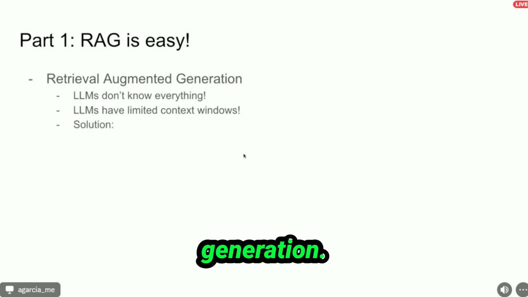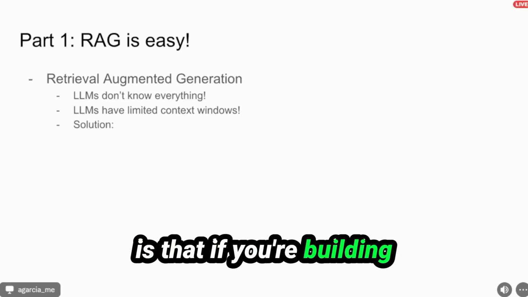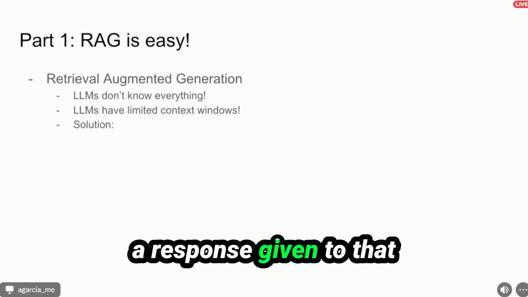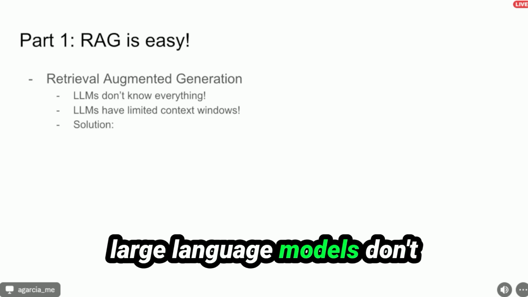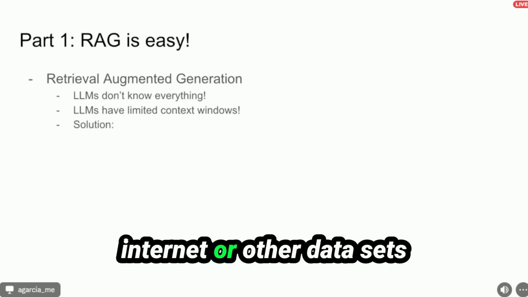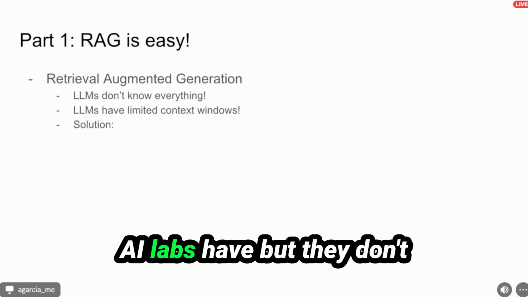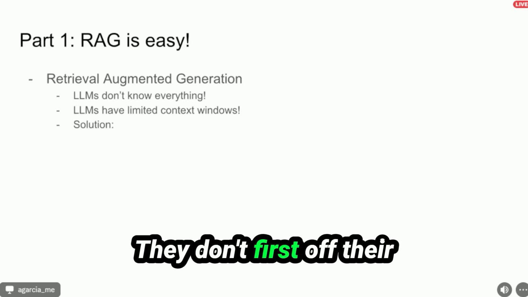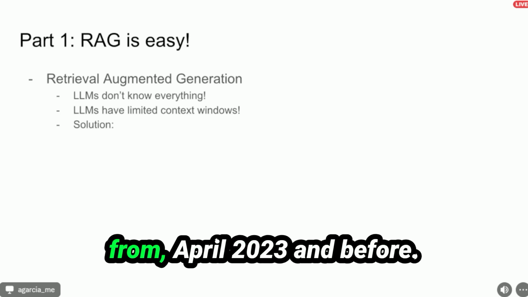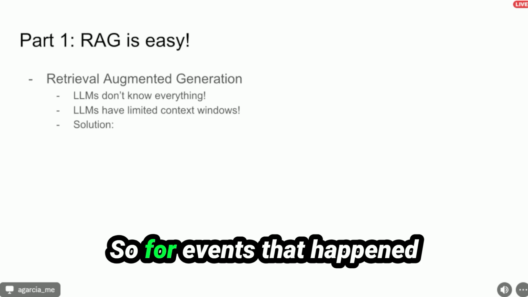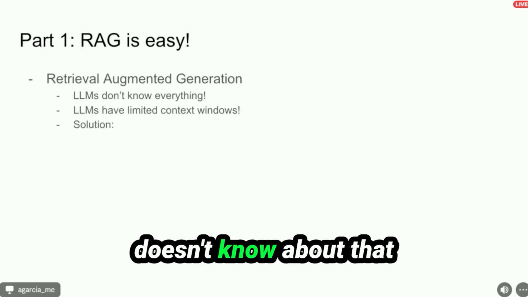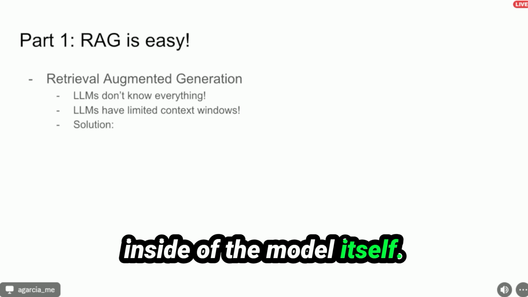Retrieval Augmented Generation. The basic gist behind this is that if you're building an application using LLMs where a user provides a query and you generate a response given to that, one thing to know is that large language models don't know everything, right? These large language models, they weren't trained on the internet or other data sets that these large AI labs have, but they don't know everything, right? First off, their context cutoff is up to a certain point, right? So you might be working with a model that only has data from April 2023 and before. So for events that happened more recently, say the US presidential elections, it doesn't have context or doesn't know about that inside of the model itself.